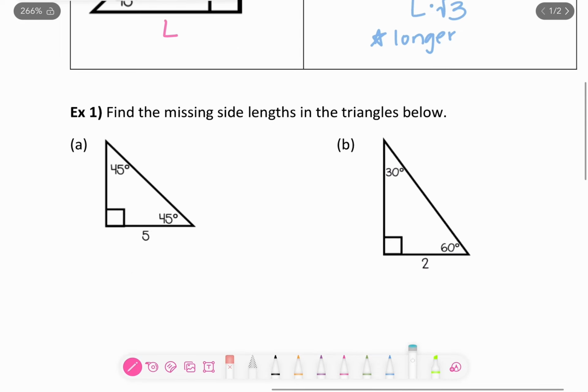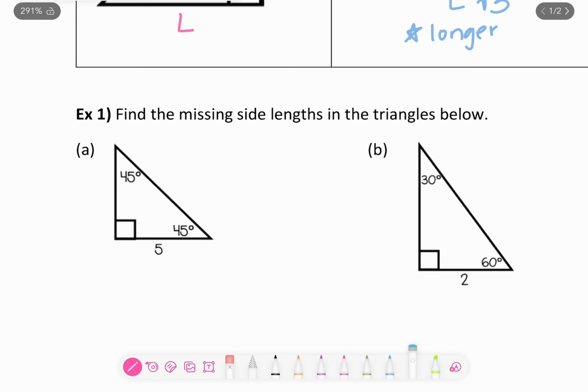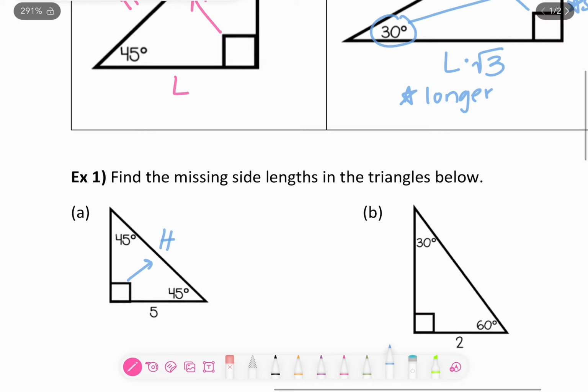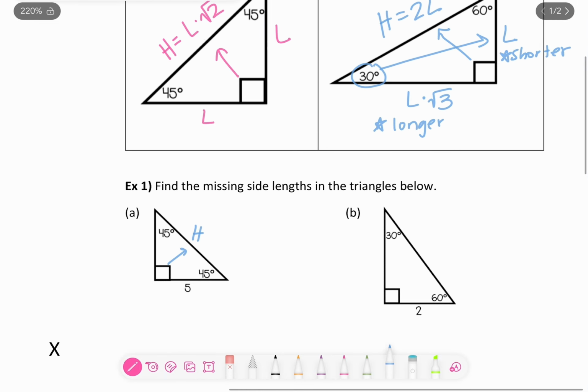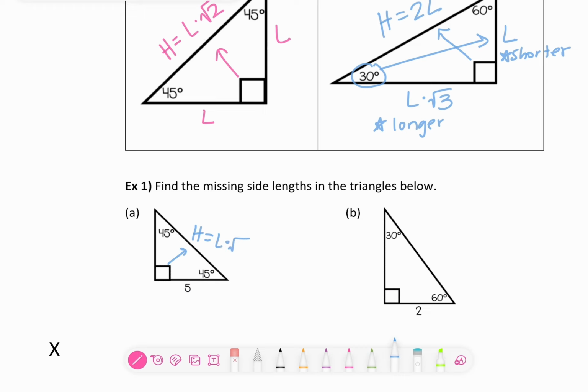All right, so looking at example 1, it says find the missing side lengths in the triangles below. So basically, we are going to find the hypotenuse, and then we're going to find the other leg. So keep in mind, in a 45-45-90, the relationship is always the same. Both legs are the same, and the hypotenuse is the leg times square root of 2. So my H is L times square root of 2, and my legs are the other two. So I have L and L. So that means L is 5, because that's the side length I have there at the bottom. So if L is 5, then the other leg is also 5. And then the hypotenuse is the L, the 5, times the square root of 2.